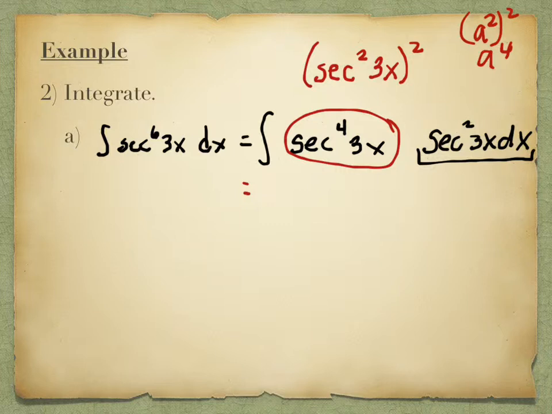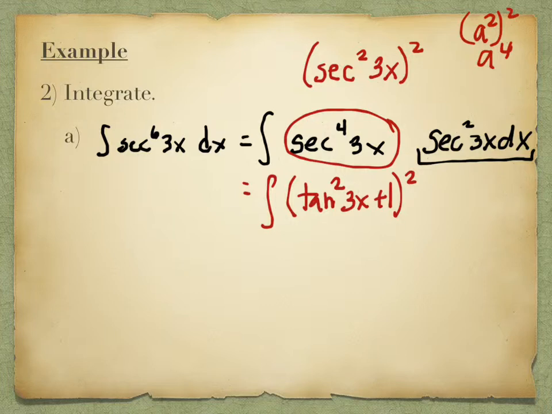And now the part that's in the parentheses, I can change into tangent squared of 3x. Don't forget it's 3x in this particular problem, plus 1. And it's that quantity squared. Is everybody good so far with that? Okay, it feels a little awkward. It'll feel better once we have done more of them.